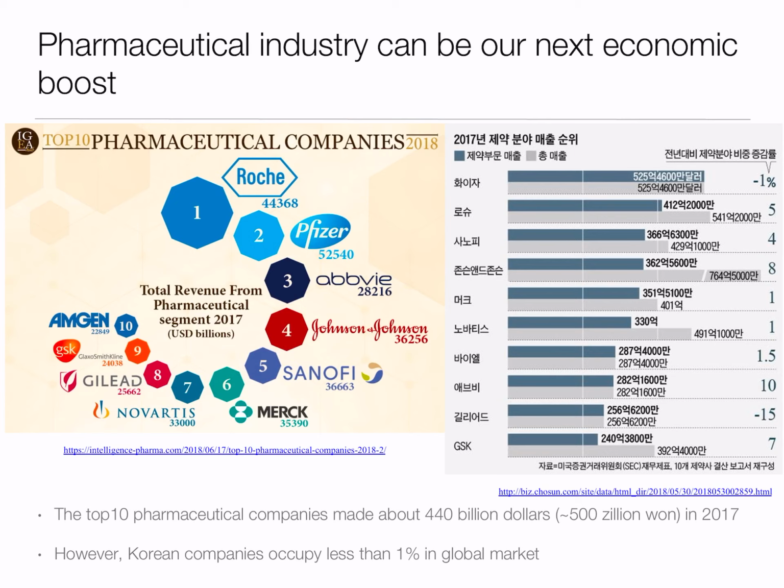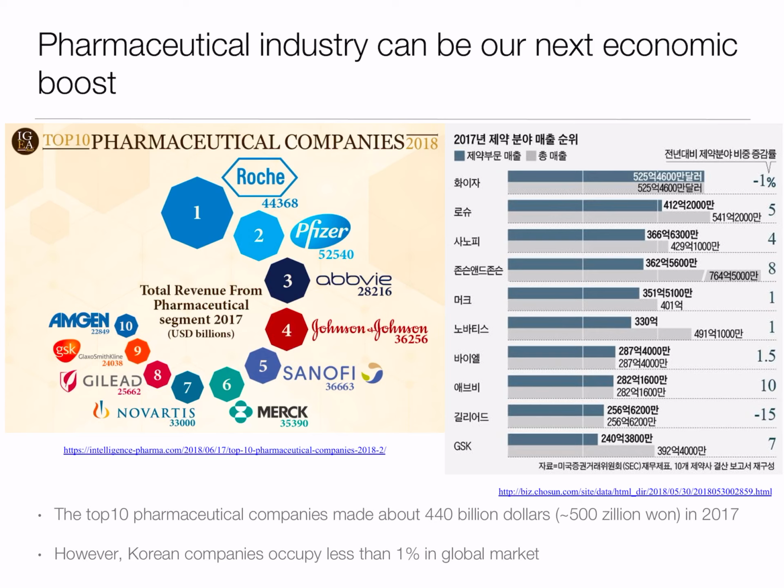So the pharmaceutical industry can be our next economic boost. Our government is trying to push this direction so hard. If you look at the numbers, the top 10 pharmaceutical companies all around the globe made about $440 billion in 2017. However, Korean companies still occupy less than 1% in the global market.